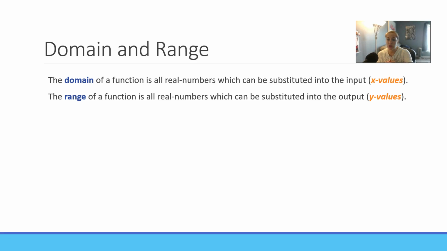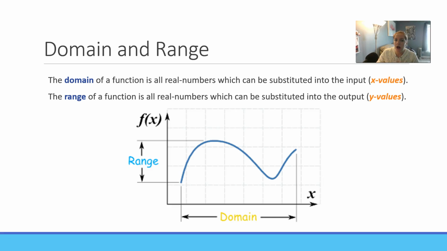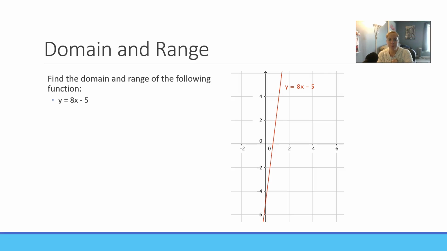Are there any restrictions? So here is just a picture. So if you had a graph, you would just look at your x-axis to see what are the domains, what are they ranging, right? What's your x? And then your range, you would look at your y's and say, are there any limitations on my y? So let's go through a couple examples.